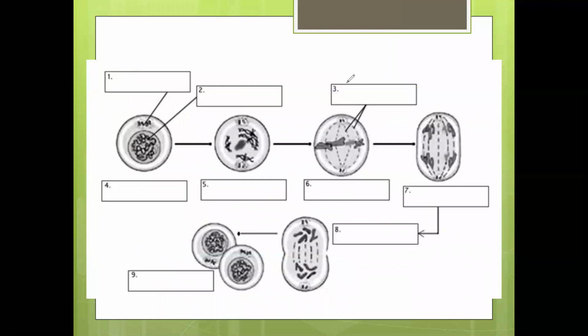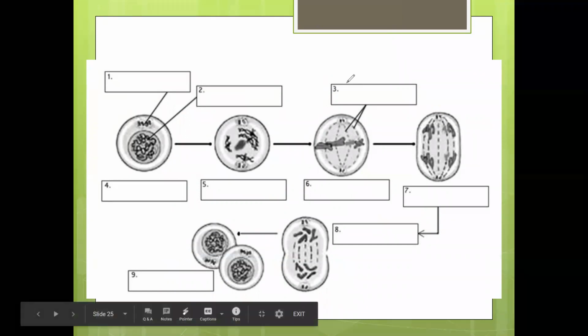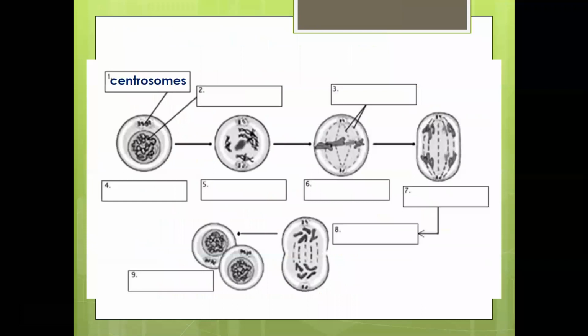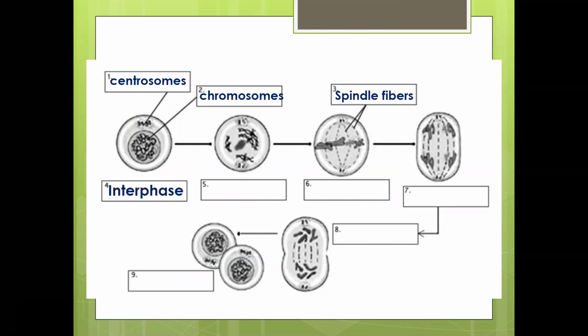So if we were to go ahead and label one of these diagrams, like I would absolutely ask you to do, we have these centrosomes that are going to be right here. Then next we have the chromosomes that are going to start to condense there, your DNA. After that, we're going to notice our spindle fibers forming there. Then we were going to label the phases.